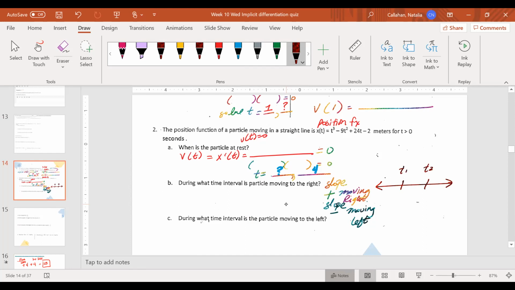You are going to pick a number on the left side, a number in the middle, and a number on the right side, and plug those numbers into v of t to see if it's a positive or negative number. Any number that is positive means that it is moving to the right during that time. So that's what you're going to do.